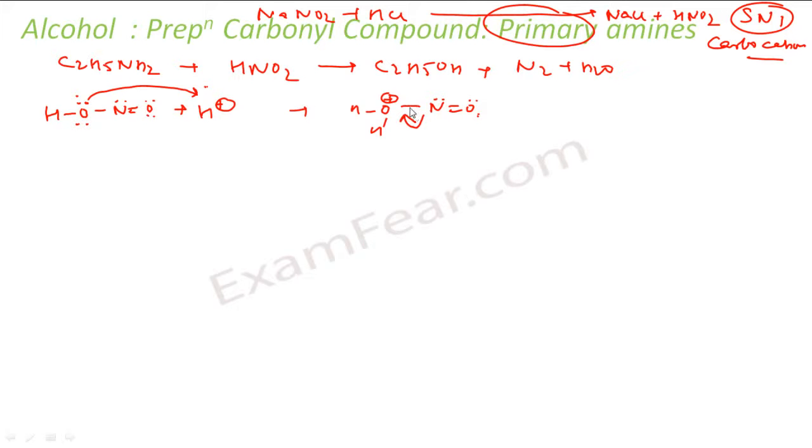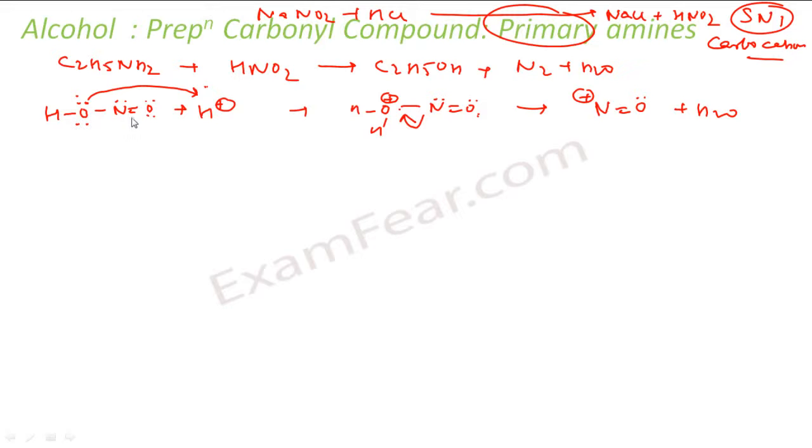This bond will break, right? The electrons will move from here to here. Negative charge, positive charge, negative and positive will neutralize. The positive charge will remain on nitrogen actually. You get water out. This is called nitrosonium ion. Please note NO plus, nitrosonium ion. Hope you understand till now.